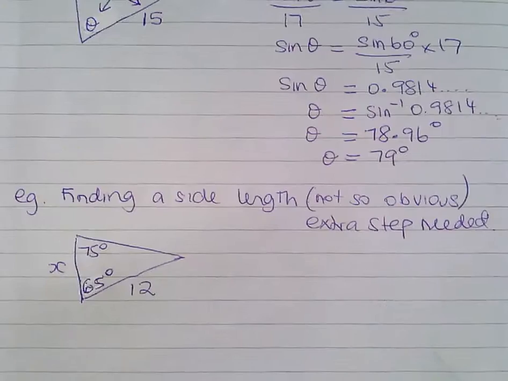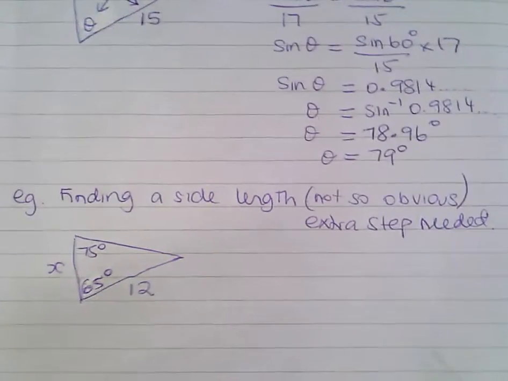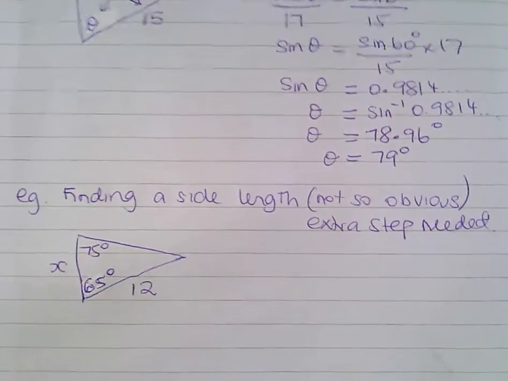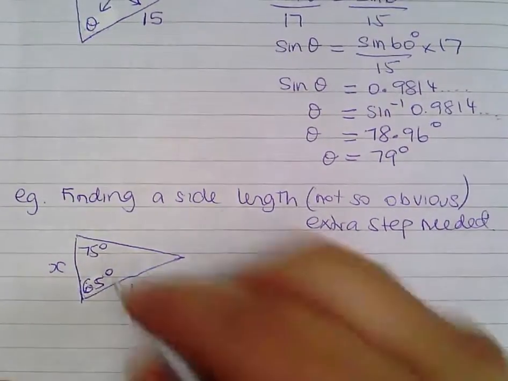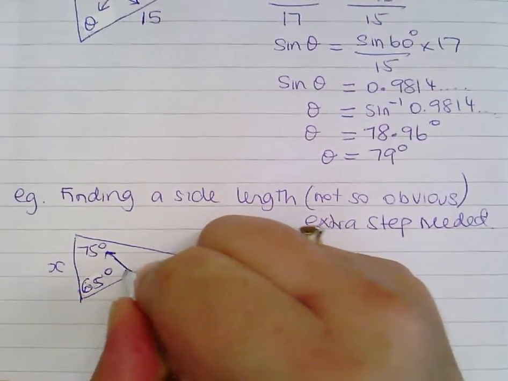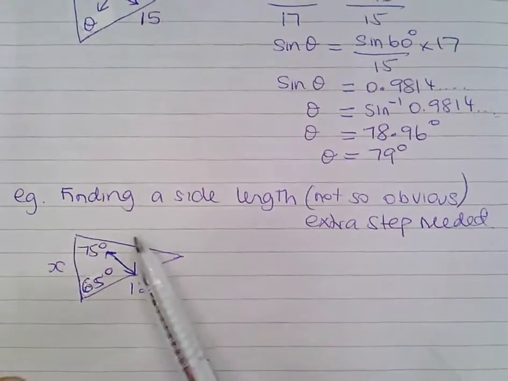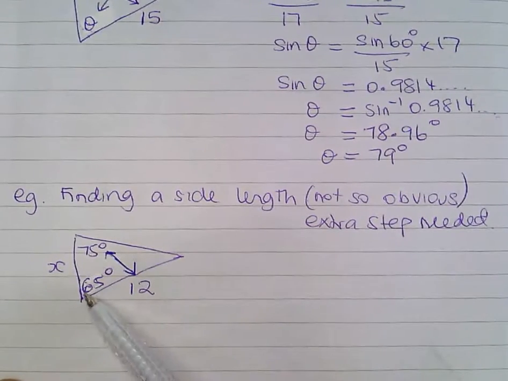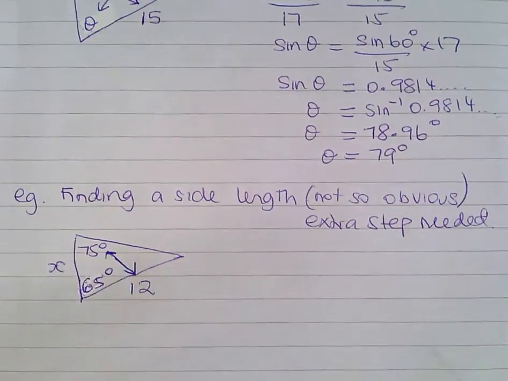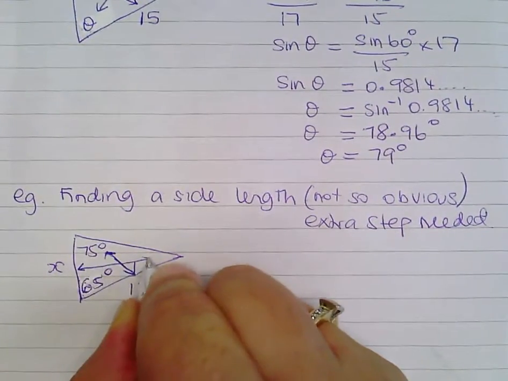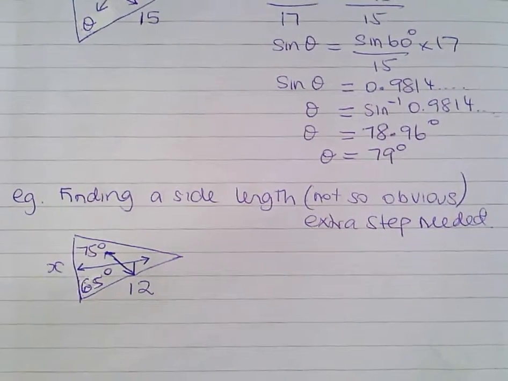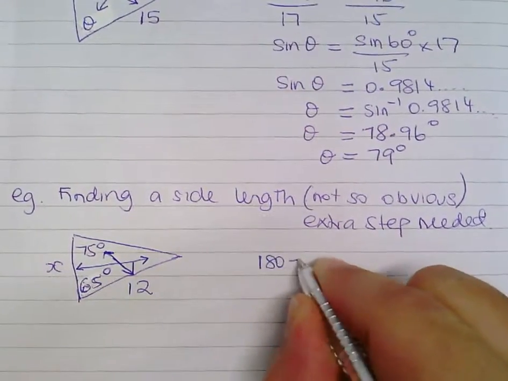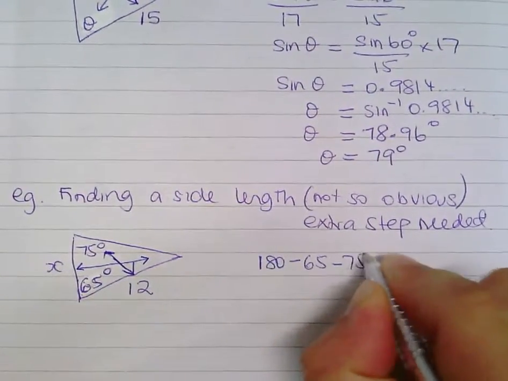Finding a side length, not so obvious this time, and an extra step needed. So girls, can you see one pair at least? Good. I can see the 75 with the 12. That's a pair. I'm not being asked to find this side, so don't start drawing up pairs with the 65 degrees and its opposite side. I don't need it. I need the x. So I need x's opposite angle. Can I work it out? Yes, because the opposite angle is 180 minus 65 minus 75.